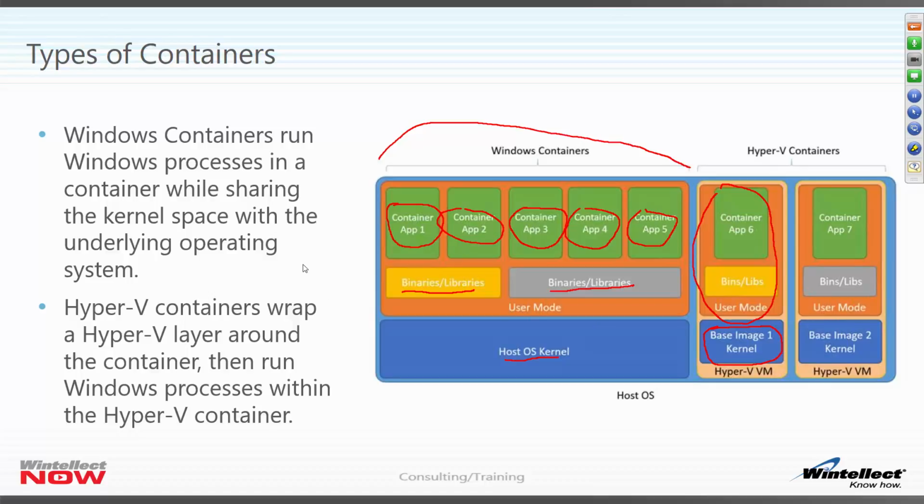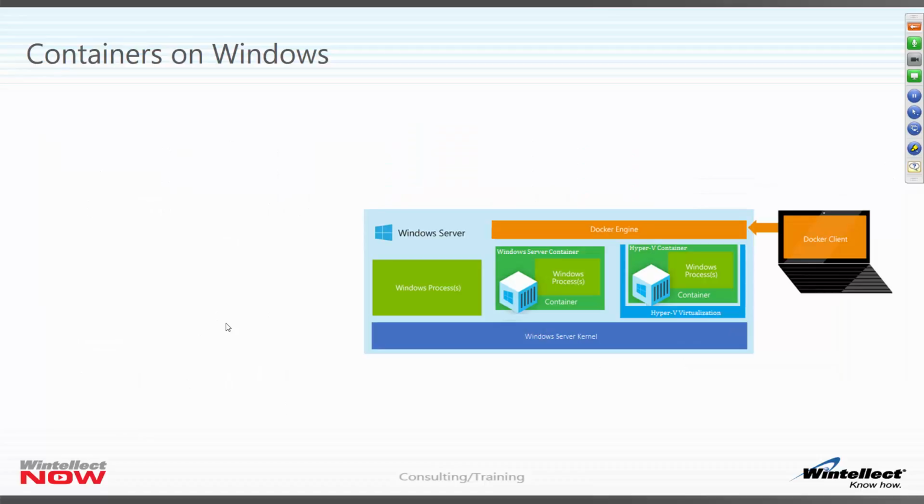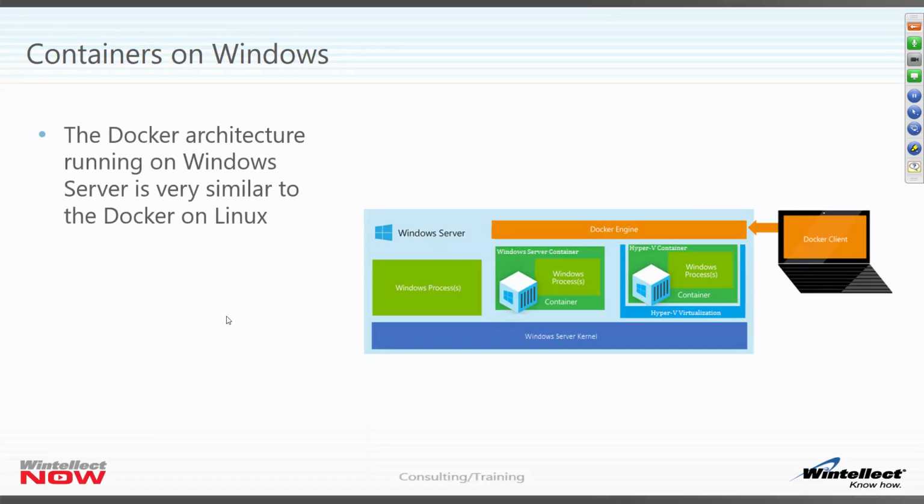So that's the difference between a Windows container and a Hyper-V container. For all intents and purposes, though, they can be used in a very similar way. The difference is going to be what your desired outcomes are for these types of containers. So with that in mind, I want to talk a little bit about the Docker architecture for this and how that relates to these various kinds of containers.